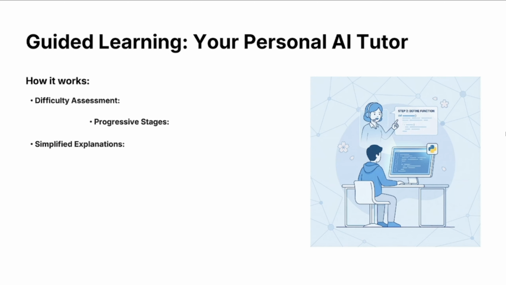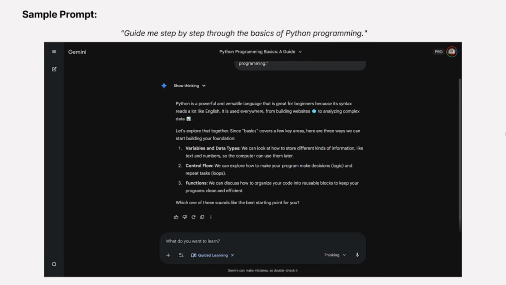Here's how it works. First, Gemini evaluates the difficulty of the topic, then it divides the topic into progressive learning stages. Each stage builds on the previous one, so the learner doesn't feel lost. And most importantly, concepts are explained in simple language, often with clear examples. This makes guided learning ideal for beginners learning programming, students preparing for exams, skill development, and self-learning students who don't have a teacher beside them.